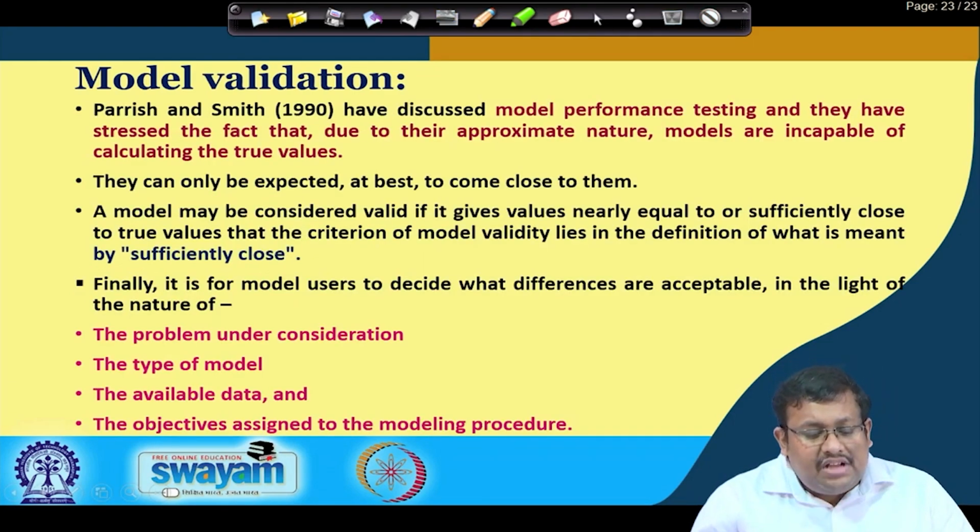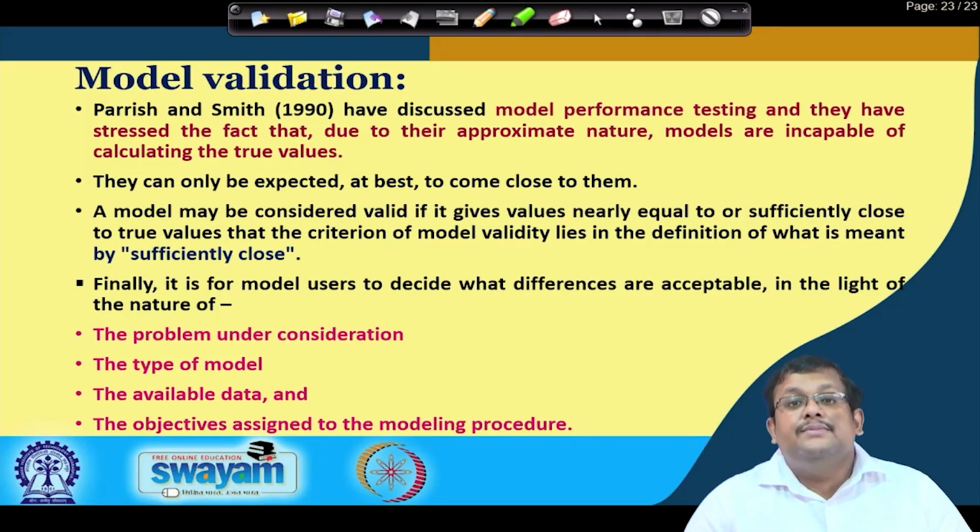So, Paris and Smith, these two scientists have discussed the model performance testing, and they have asserted that due to their approximate nature, models are incapable of calculating the true values. Now, they can be only expected at best to come close to them. So, it is for the model user to decide whether differences are acceptable in light of the nature of the problem under consideration, the type of the model, the available data and objectives assigned to the modeling procedure.